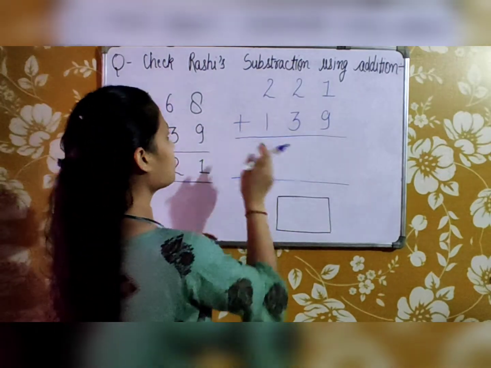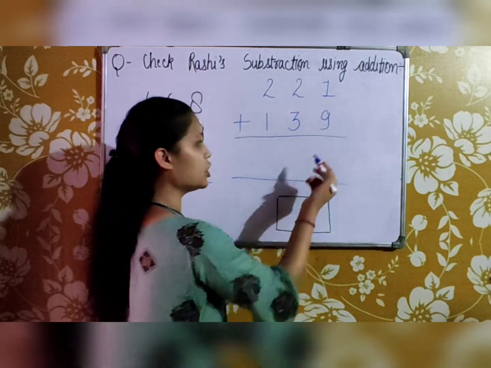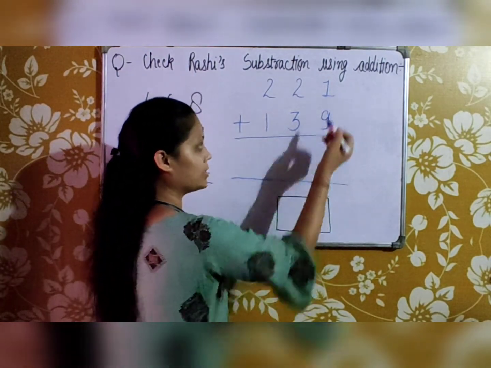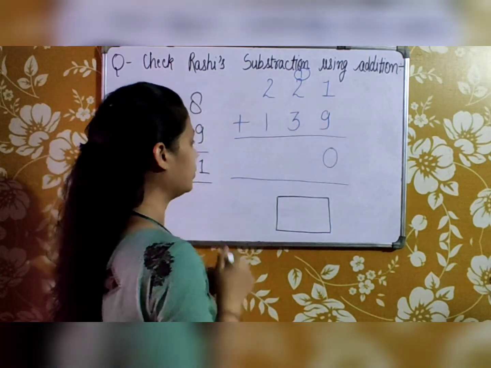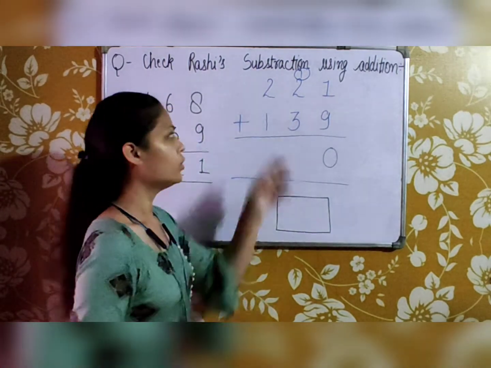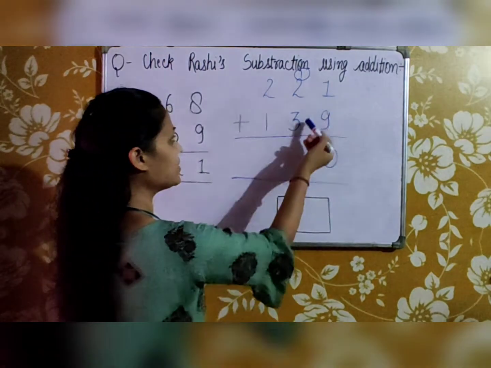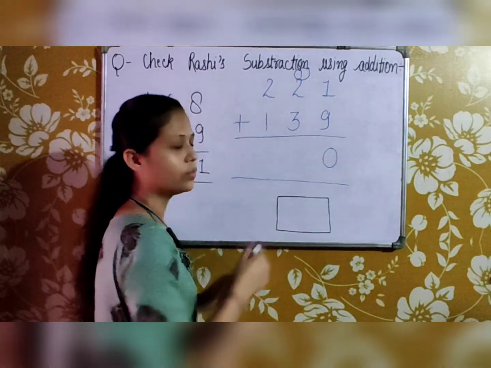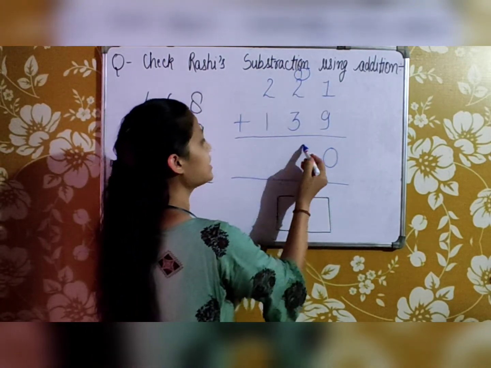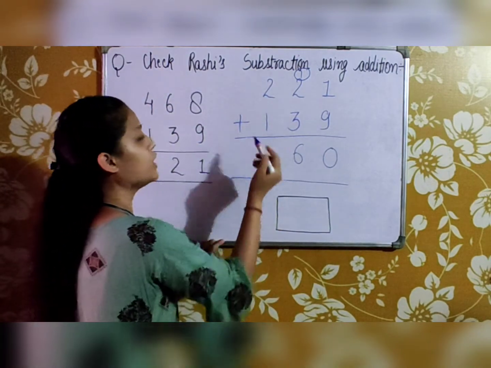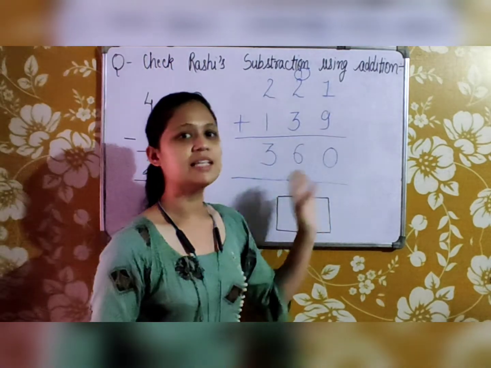So let's see. We will add 221 and 139. 1 plus 9 is 10. We will write 0 here and 1 is in carry. Now 2 plus 3 is 5, and 5 plus 1 carry is 6. Then 2 plus 1 is 3. So the answer is 360.